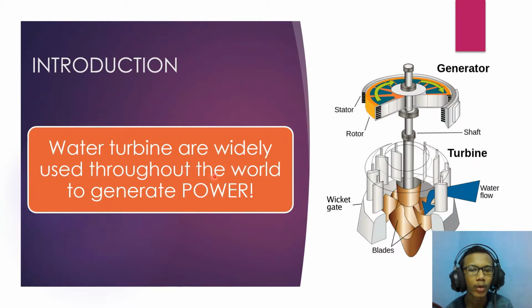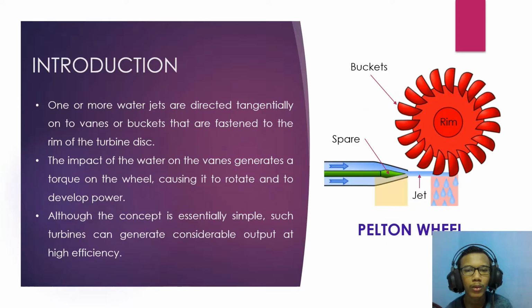Water turbines are widely used throughout the world to generate power, so this is a well-known fact, right? But today we will focus on one single water turbine, which is known as the Pelton wheel. The Pelton wheel works by a jet of water which is tangentially directed to the buckets, as you can see. Because of the impact of water on the bucket, it will generate torque, and that torque will cause the rim to rotate and then develop power. So this concept is relatively simple, but it is very useful for us to generate power, right?